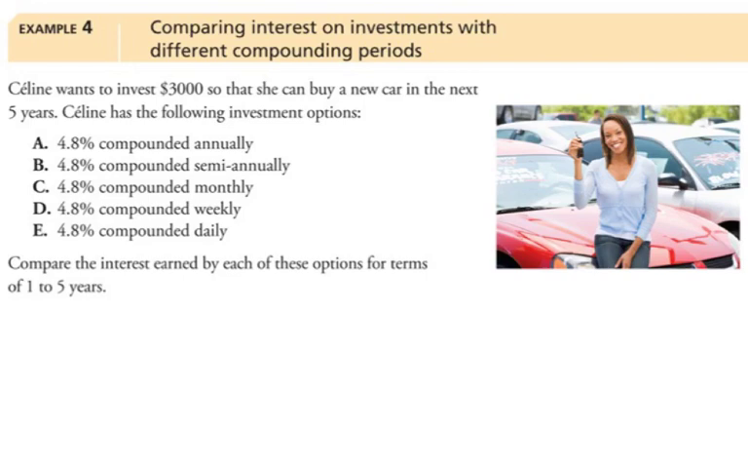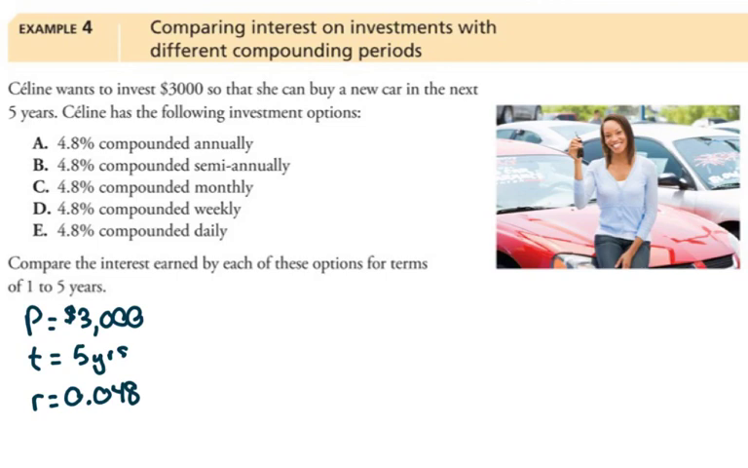So no matter what, we know that she will be investing $3,000. We know that the time she's looking at will be 5 years. And we know that her interest rate will be 4.8% or 0.048. I'm going to flip to the next slide to do the work.